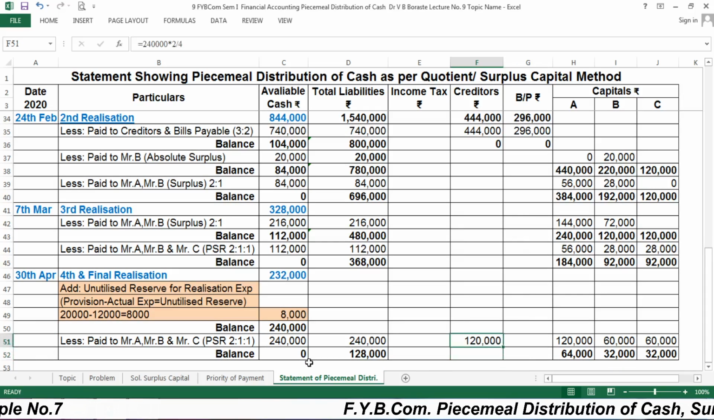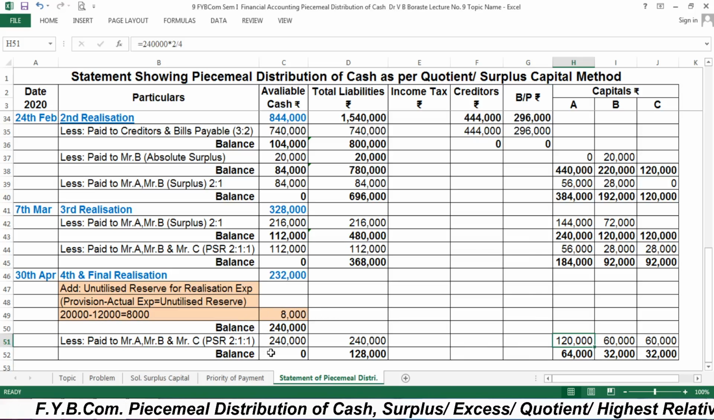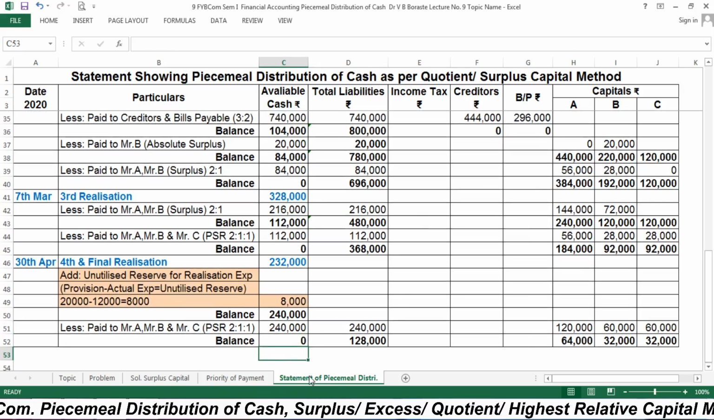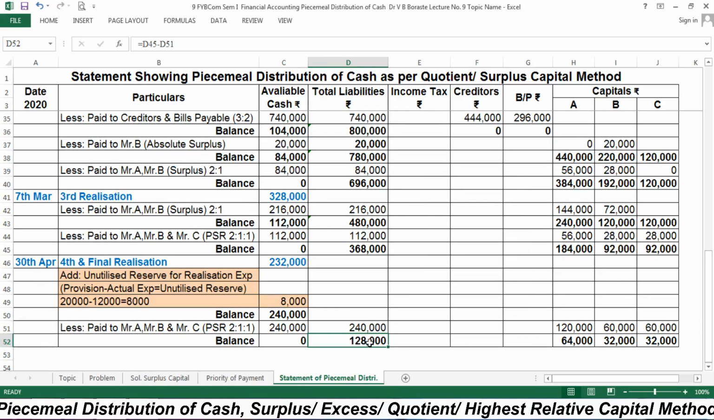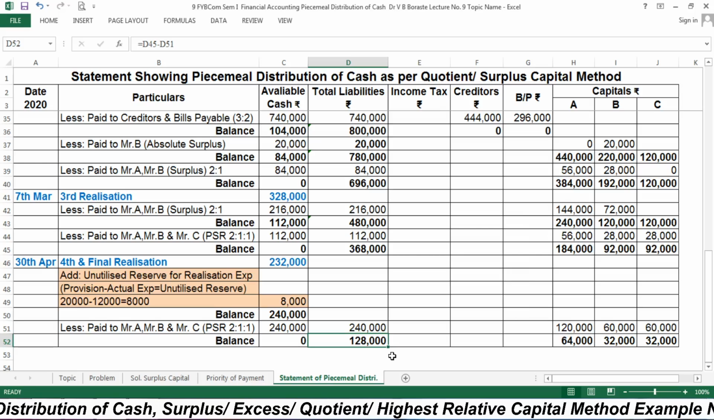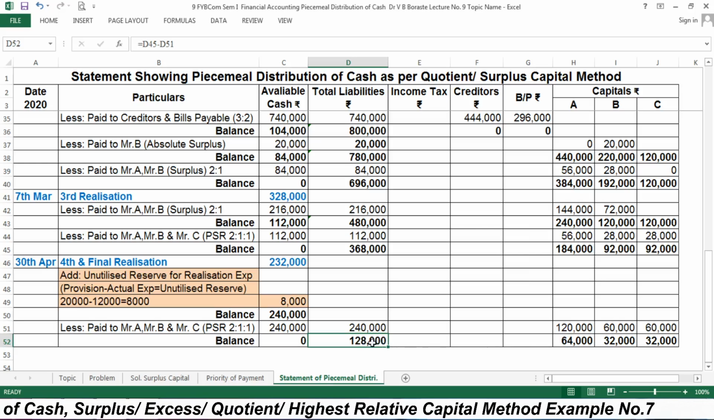So here you can calculate 2,40,000 into 2 divided by 4. So Mr. A will receive 1,20,000 and Mr. B will receive 1 share and Mr. C will receive also 1 share, that is 60,000. So you can see here 1,20,000 will be received by Mr. A, B will receive 60,000 and C will receive 60,000. After the payment of all these liabilities, we have a balance cash of rupees 0. That means there is no cash, and we have a total liability of 1,28,000. So here you can see the total liability still payable is 1,28,000, that is unpaid liability.